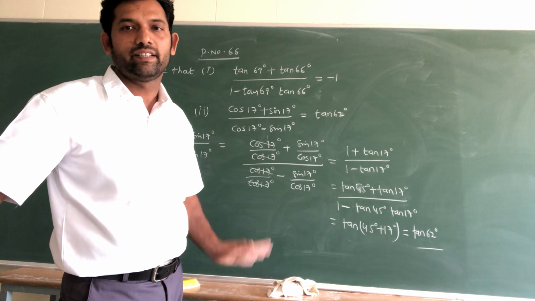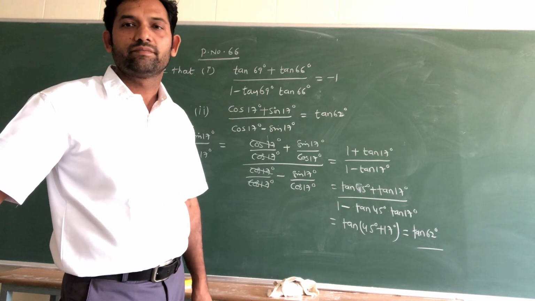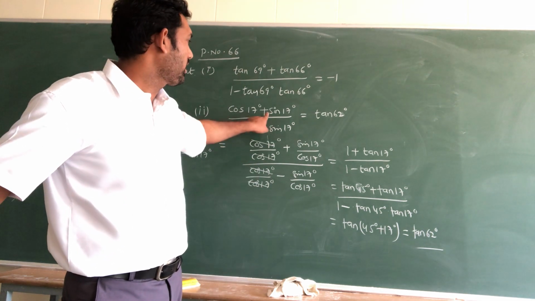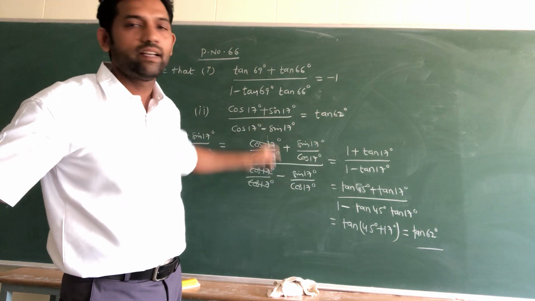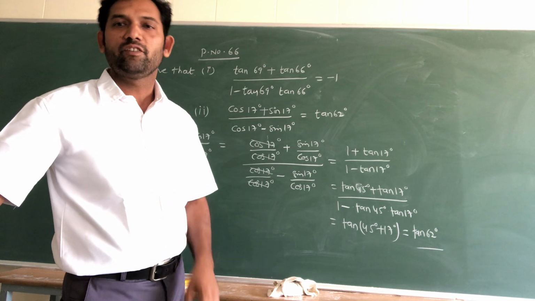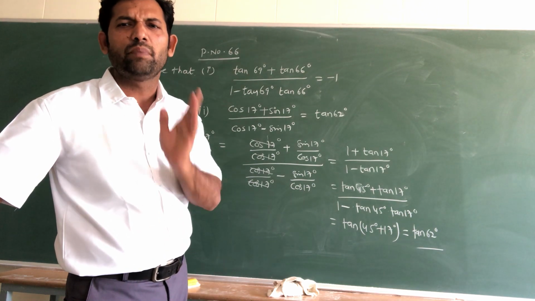45 minus 17. That is our solution. Where there is plus in the question, it is 45 minus 17, and where there is minus, it is 45 plus 17. Here you have to do 45 minus 17. So that is the only simple trick.